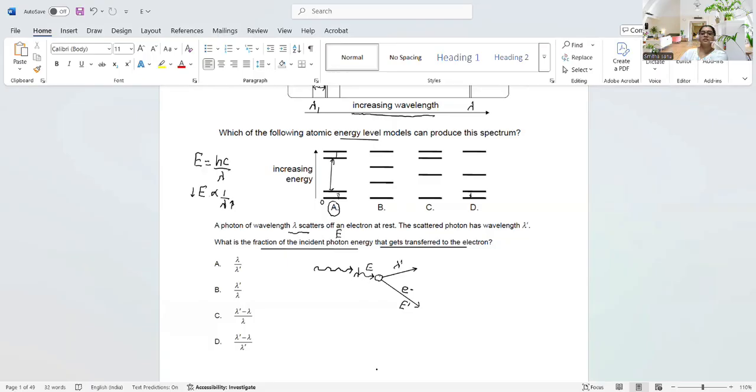Now, what we know is E is proportional to 1 over lambda. What else? The photon has a wavelength lambda, scatters off an electron at rest. The scattered photon has a wavelength lambda dash. What is the fraction of incident photon energy? So we need to find the fraction of E, which is the input part, over E of the scattered electron.